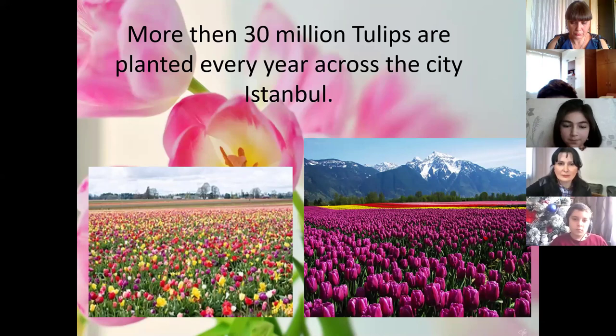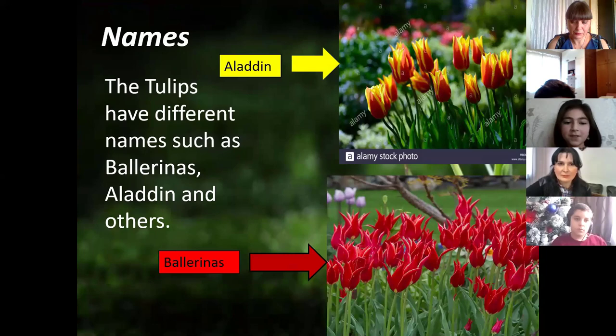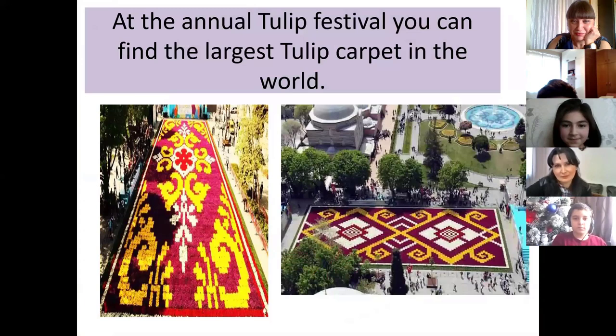The tulips have different names, such as Ballerinas, Aladdins, and others. At the annual tulip festival, you can find the largest tulip carpet in the world.